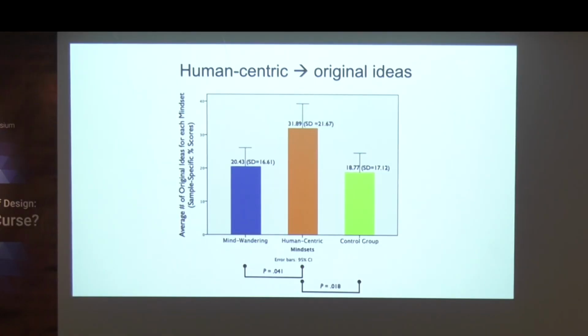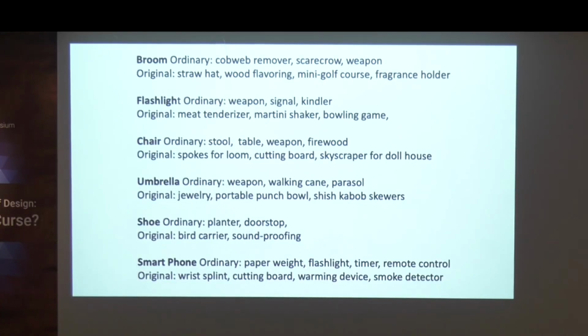We also found that we got more original ideas with the human-centric. These were ideas that only 3 people thought of, and more unique ideas, again, with the human-centric. Here are some of the data. A broom: ordinary uses were cobweb remover, scarecrow, weapon. Everything can be a weapon. This was discouraging. Original uses that only 3 people or fewer came up with: straw hat, wood flavoring, mini golf course, fragrance holder. Flashlight, original uses: meat tenderizer, martini shaker, bowling game. Chair, original: spokes for a loom. Cutting board: skyscraper for a dollhouse. So you can see these original uses were really quite clever. They all bring a smile.